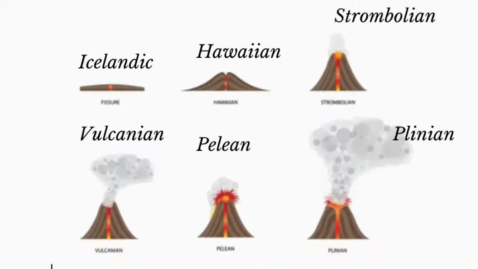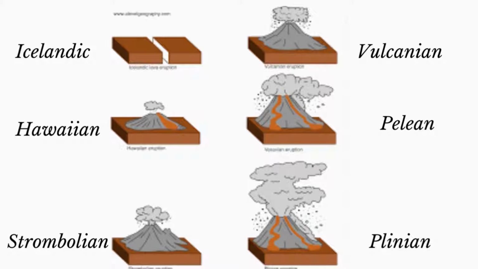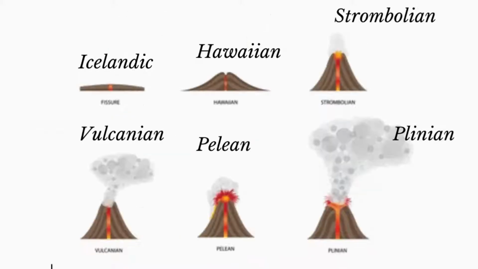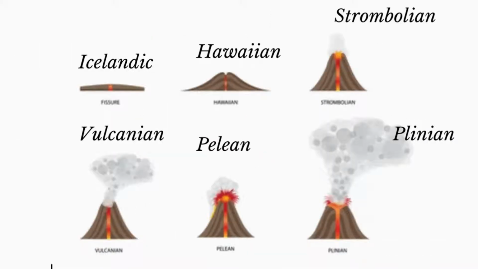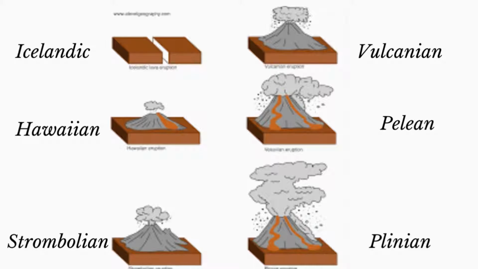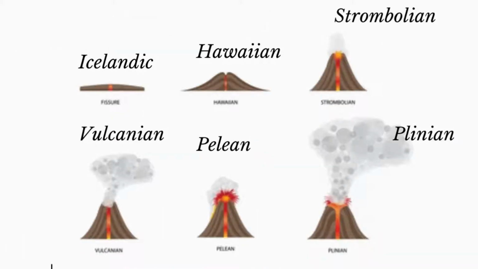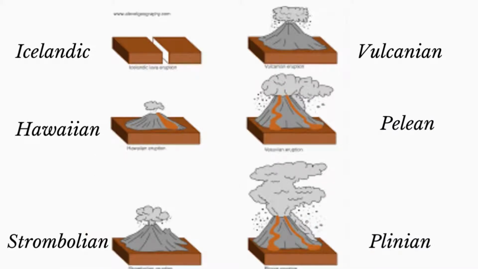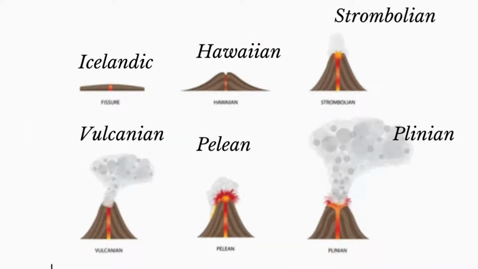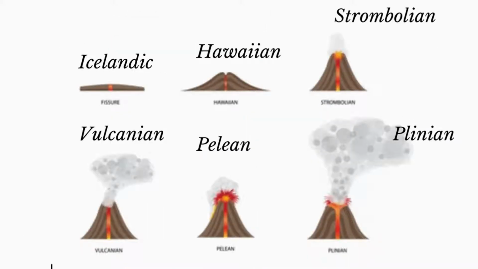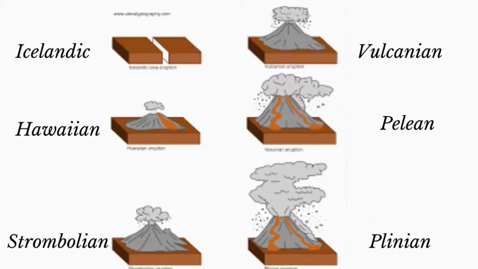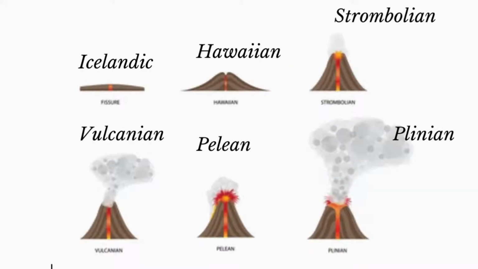We can further divide the volcanic eruptions into 6 other categories. Generally speaking, the 3 most effusive types of eruptions are Icelandic, Hawaiian, and Strombolian eruptions. The 3 most explosive types are Vulcanian, Hélian, and Plinian eruptions. Let's look at these.